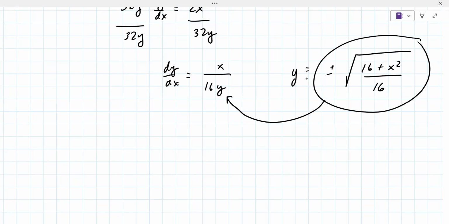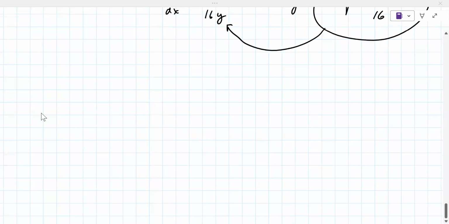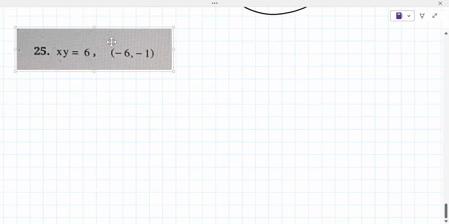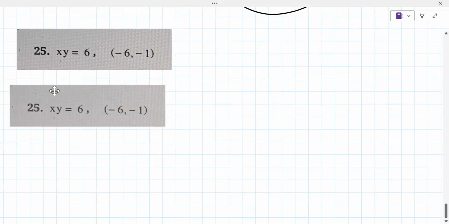What's next? Number 25. Okay. This is a good exam question. They want you to find the slope of the graph at the indicated point.